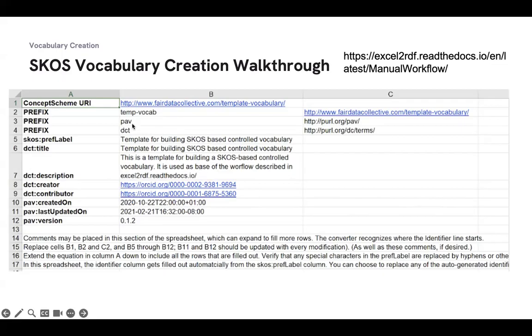So if you look at PAV here, it was used for created on, for last updated on, and things like that. So if we have any other ontology we want to use, we'll create a prefix row, specify a short name for it that we can reuse here, and provide the URL that leads to its description. Okay.